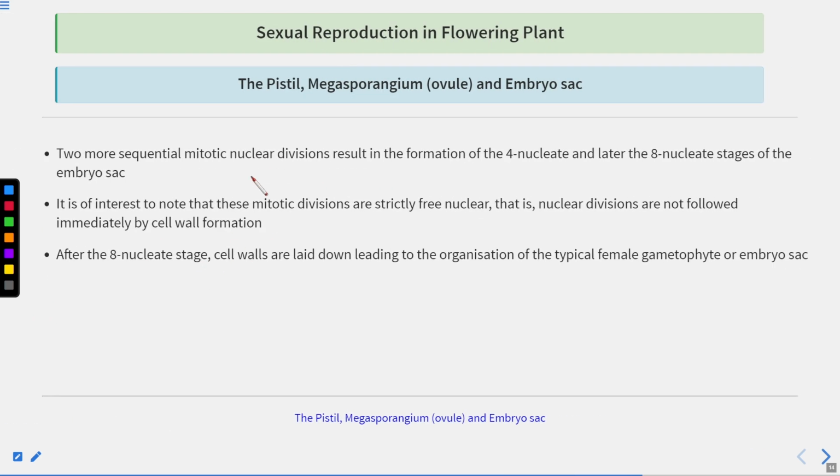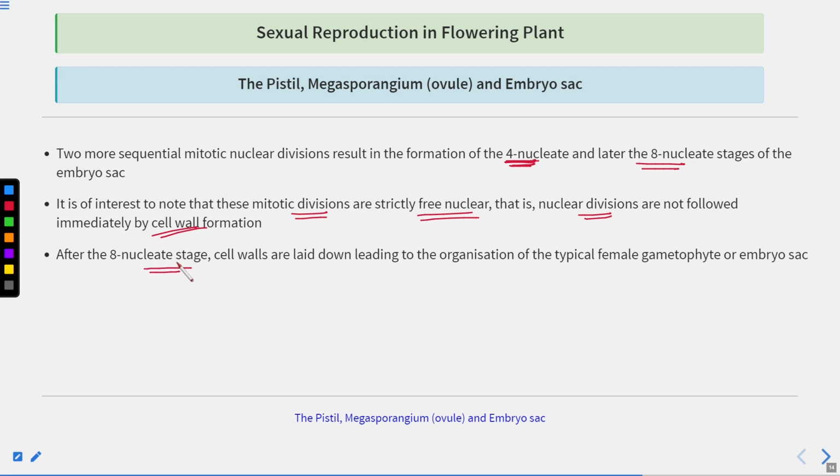Now two more sequential mitotic divisions result in the formation of 4 nucleate and then 8 nucleate stages. First 2 nucleate, then 4 nucleate, and later 8 nucleate cells are formed. It is of interest to note that these mitotic divisions are strictly free nuclear. What does free nuclear mean? Nuclear division is not followed by cell wall formation. So all the nuclei lie within the embryo sac, which is 8 nucleate.